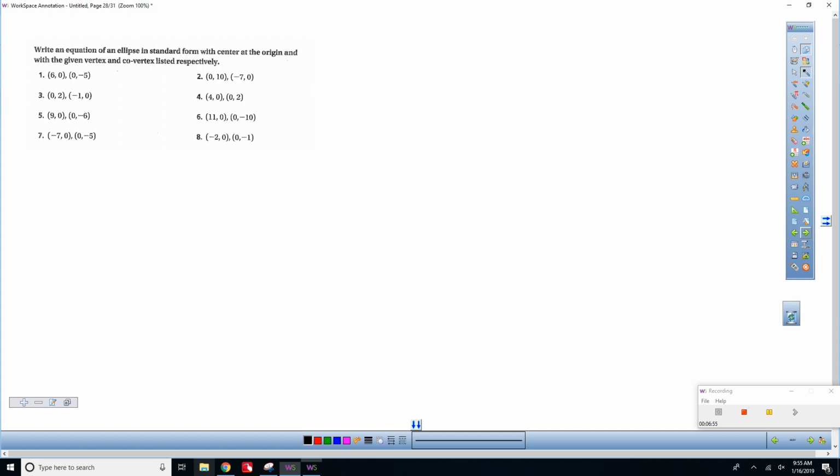Yeah, now we've got to do some examples. Write an equation of an ellipse in standard form with the center at the origin and with the given vertex and co-vertex listed respectively. Okay, I think we can figure this out. So we're going to do number 1 and number 8. Let's sketch number 1. When in doubt, make a picture of it. So we've got this point 6, comma 0.